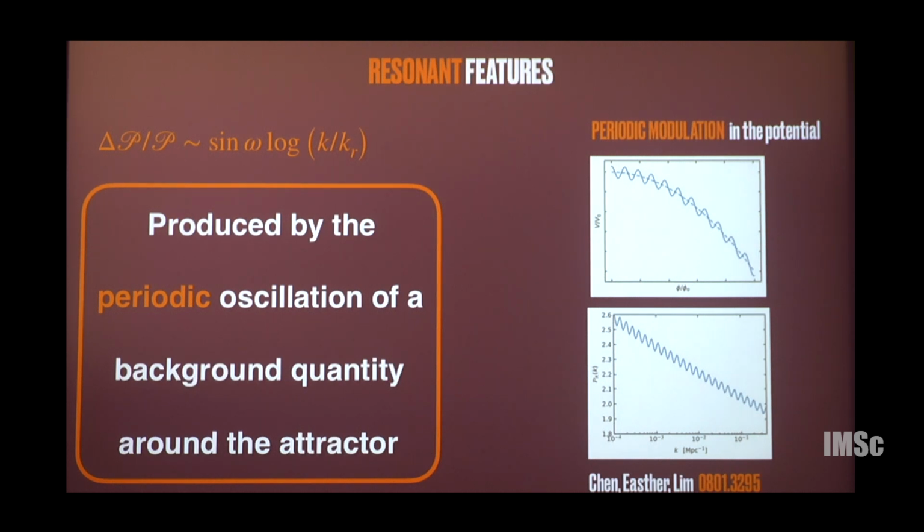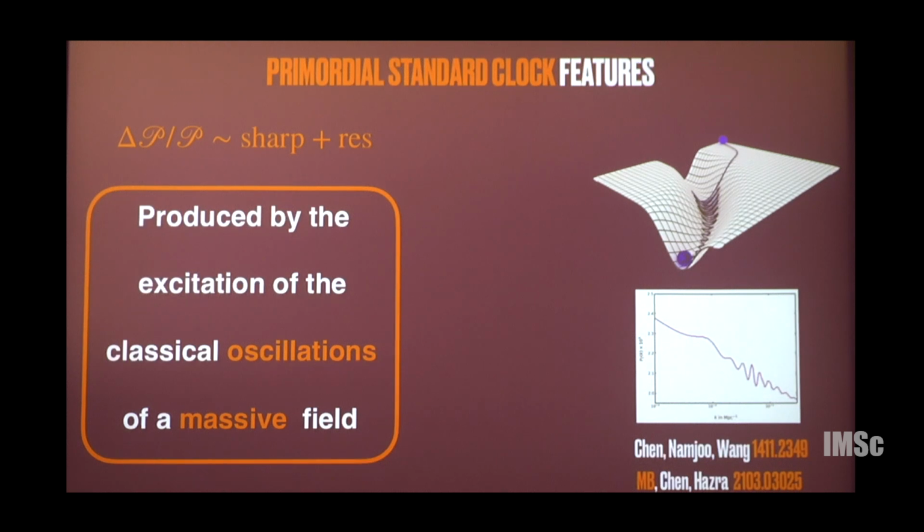There is yet a different kind of feature, which we usually refer to as the primordial standard clock feature, which is more of a superposition of these two kinds of features. This is an illustrative example of what I mean. You have a slow roll here, and then a tachyonic falling into this potential well. At this point you excite a sharp feature. But then you also excite the oscillations of a massive field, and this provides you with the periodic modulation of the background. So this sharp feature signal is followed by a damped resonant feature signal like the one I showed before. This is another example, which is more of a superposition of these two models.